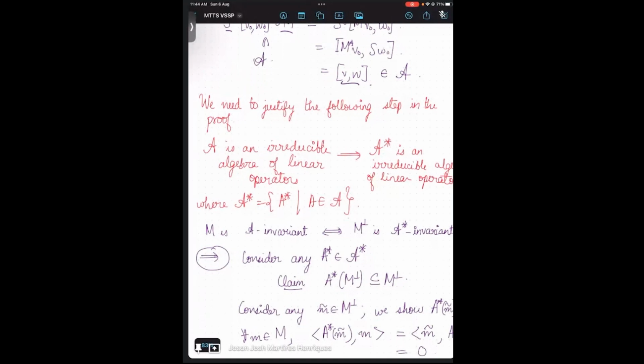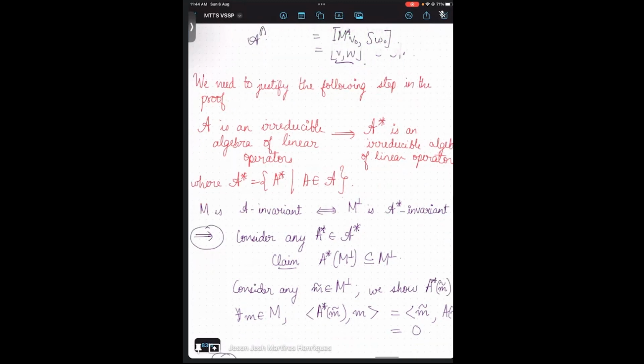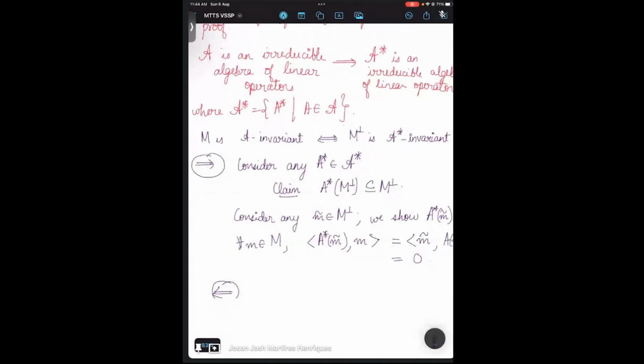firstly, one can check that that is a subalgebra in fact, and that is also going to be irreducible. So the key observation to prove that is we need to check that if any subspace is going to be invariant under the algebra that I considered, then its orthogonal complement will be invariant under the adjoint subalgebra. So I sketch out a proof of that.